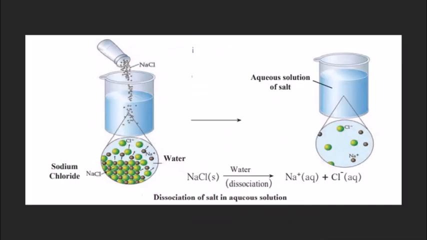Let's now understand the dissociation of ionic compounds, how these ionic compounds can be separated. Like for example, the NaCl that was formed, how can it be separated. Here you will see the NaCl, which is a salt.